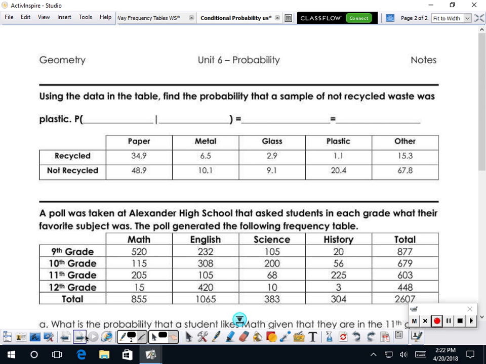So taking a look at the back here, it says using the data in the table, find the probability that a sample of not recycled waste was plastic. Okay, so this time we got to kind of fill in on our own. We got to decipher what the question is asking. Okay, so find the probability that a sample of not recycled waste was plastic. So rewording this tells me I'm looking for the probability of plastic given it was not recycled.